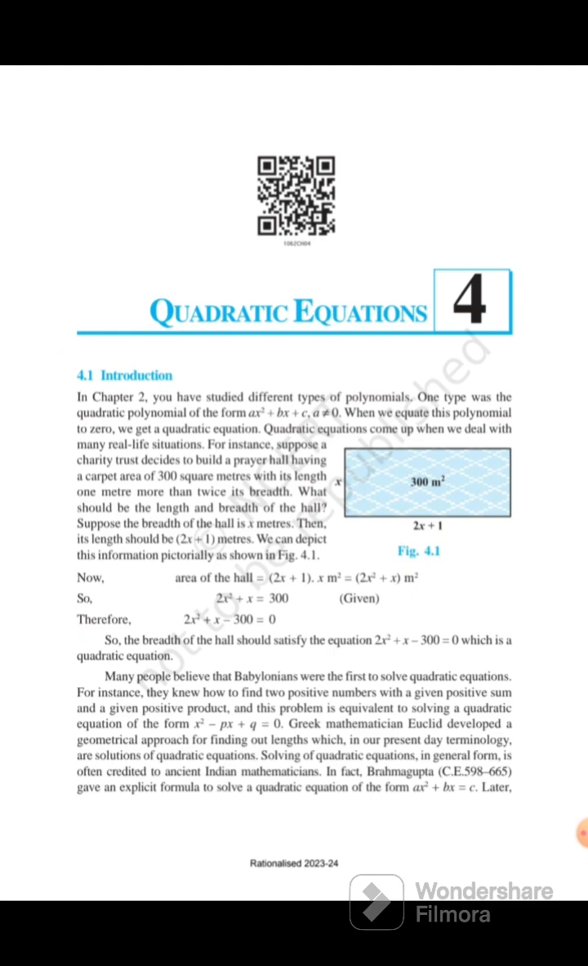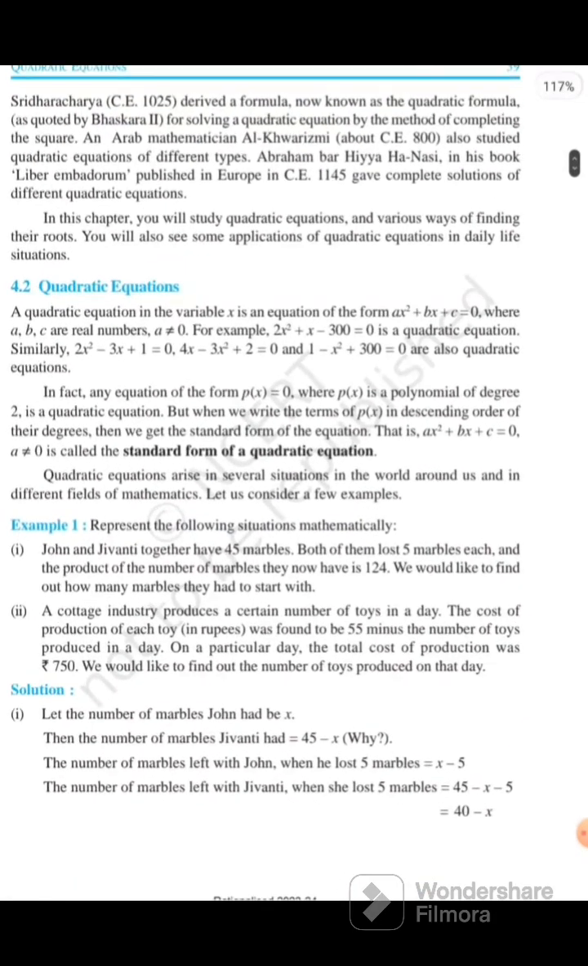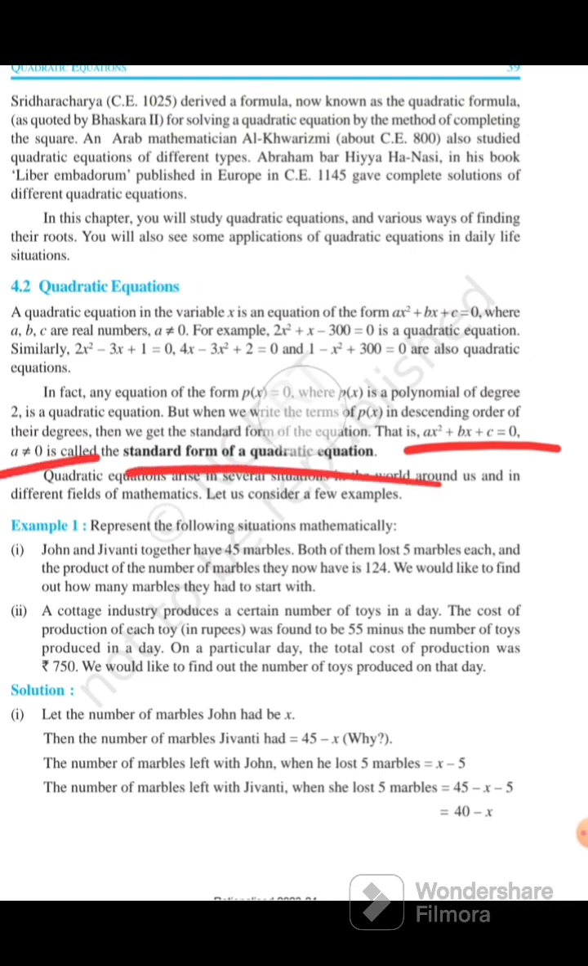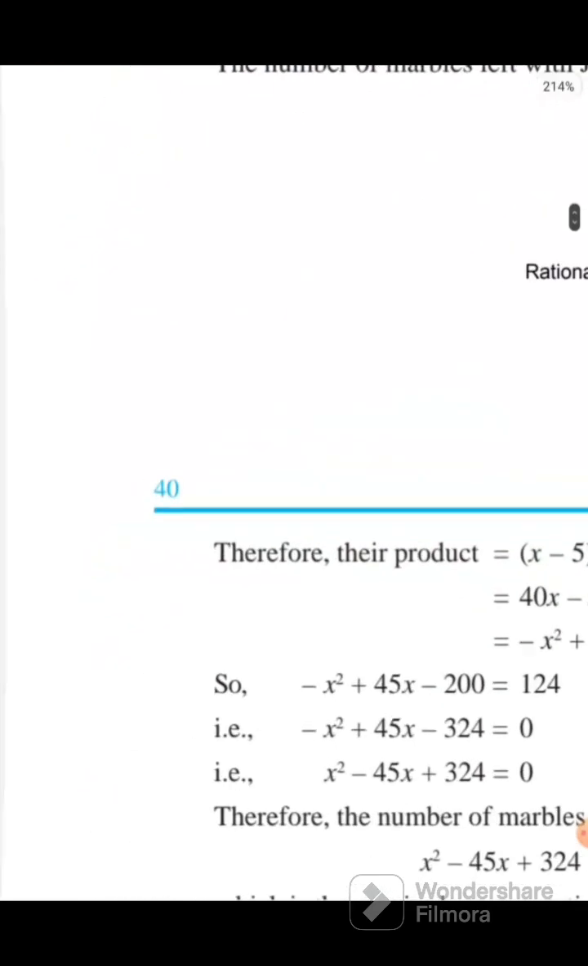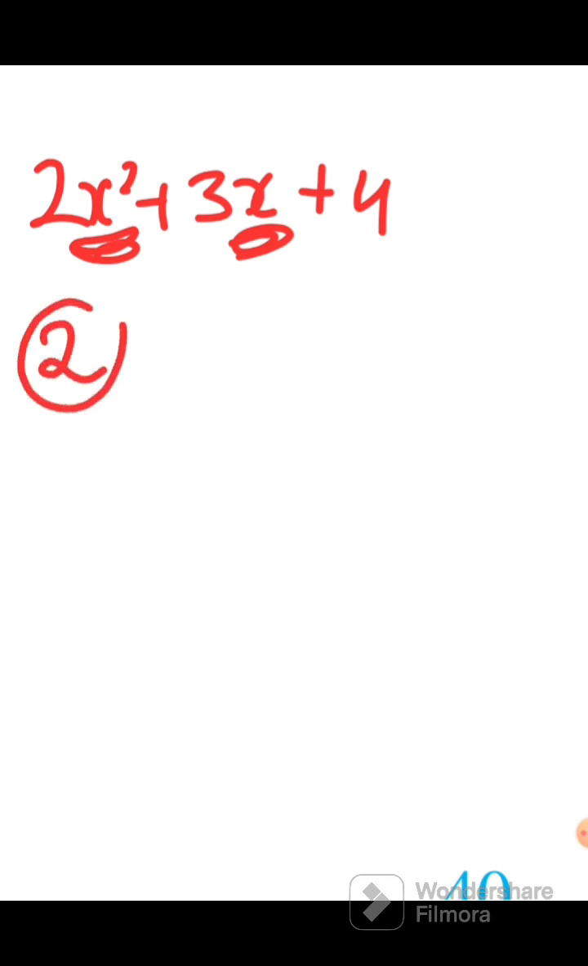Okay. So let's go to the chapter. I have already said the general form of the quadratic equation, and here they have given it. Ax square plus bx plus c is equal to 0, where a is not equal to 0, is the standard form of the quadratic equation. Okay, so if you see any equations like 2x square plus 3x plus 4, if you want to find the value of x, then we have two methods.